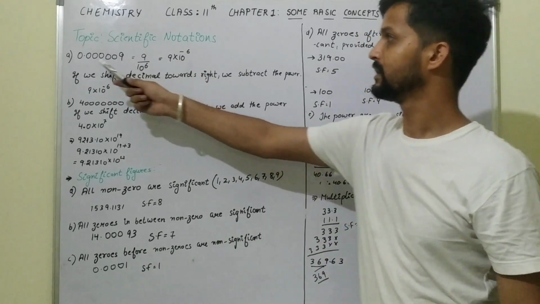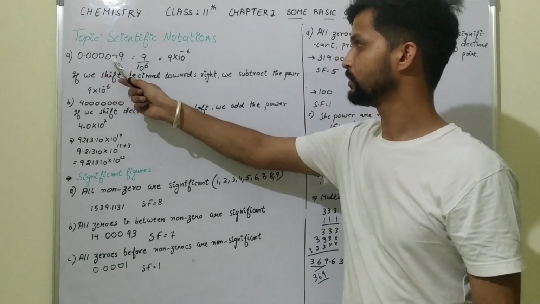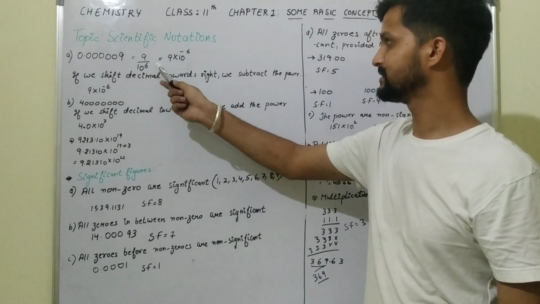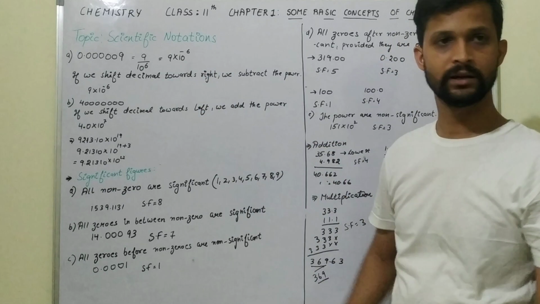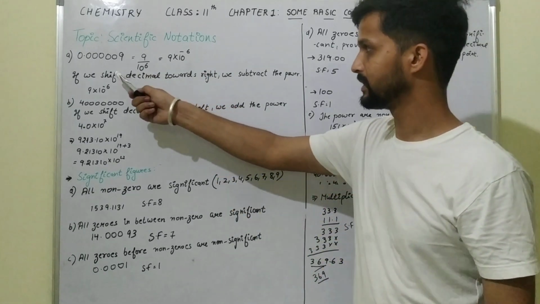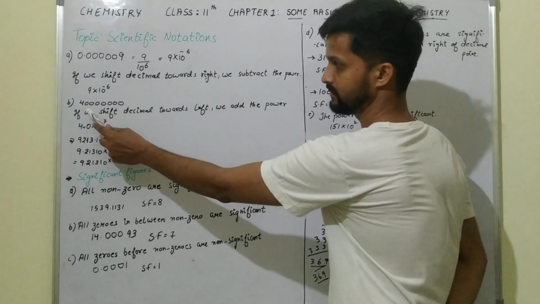Here, how many digits do we have? 1, 2, 3, 4, 5, 6. Clear? So here 6 zeros, and we have to subtract the power. These are the simple methods. Clear? Now if here we have this digit.